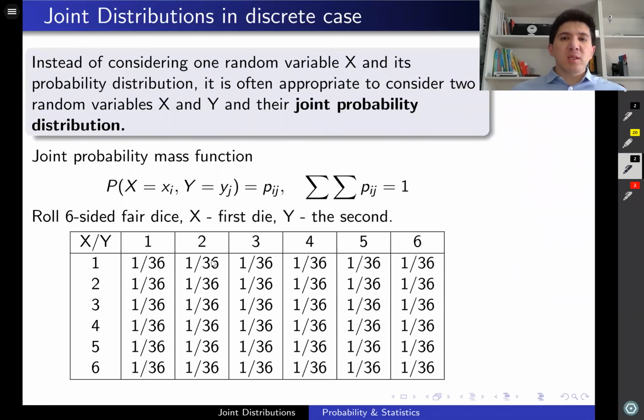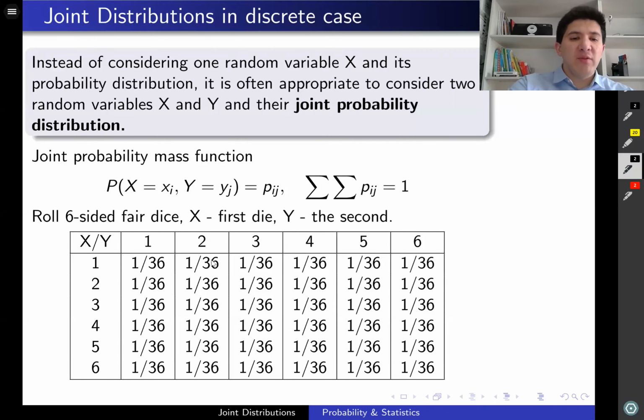For example, let's roll two dice. X is going to be the result of the first die. Y is going to be the result of the second die. Then we can create this kind of table for the joint values of these two dice. In this table, X is going to take the values from 1 to 6, Y is going to take the values from 1 to 6, and the values inside this table are going to be the probabilities depending on the value of X and the value of Y.